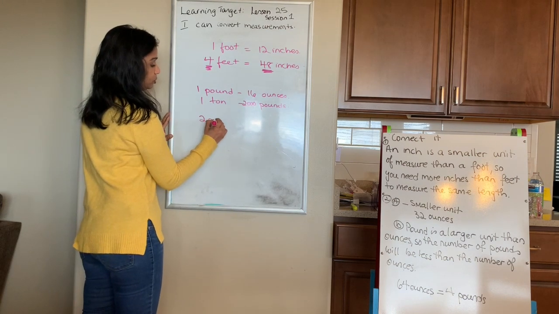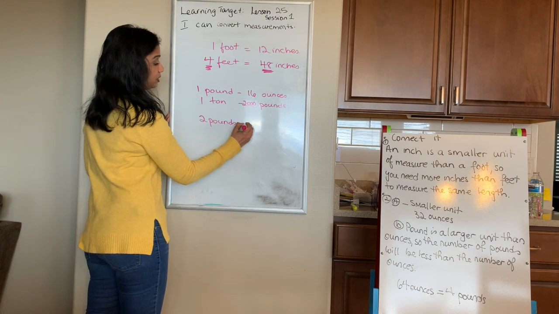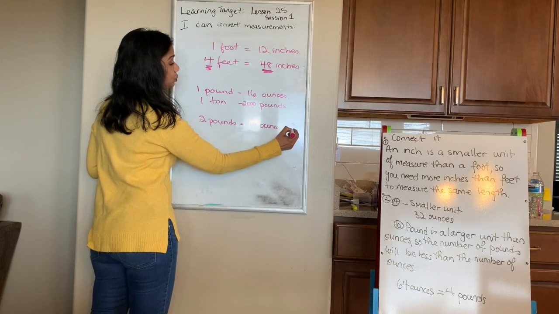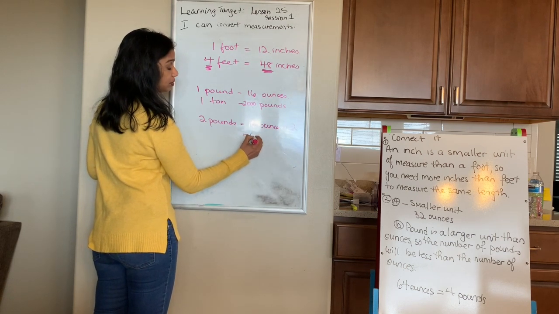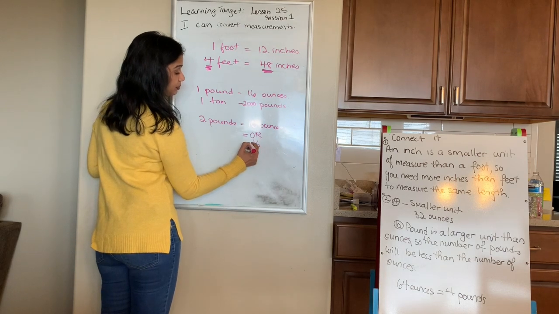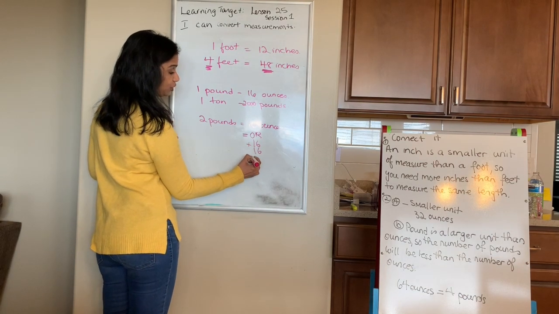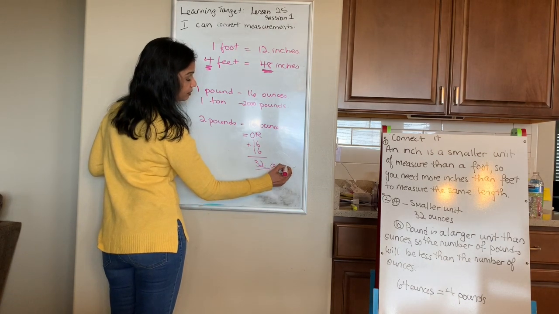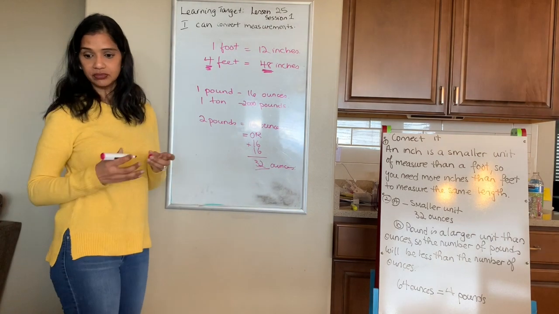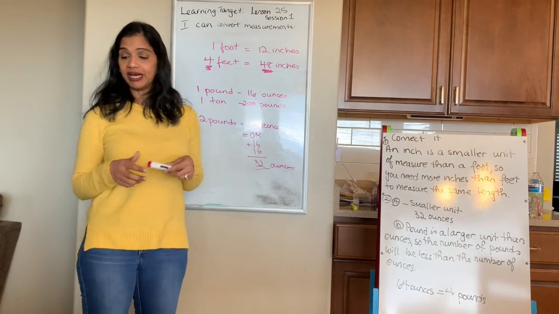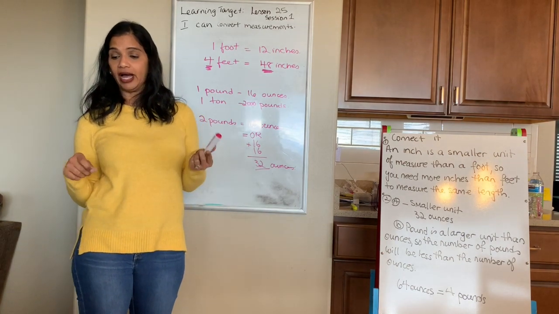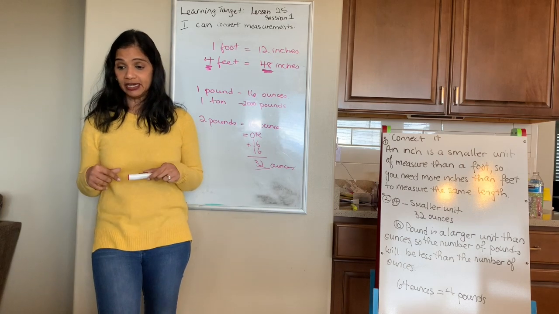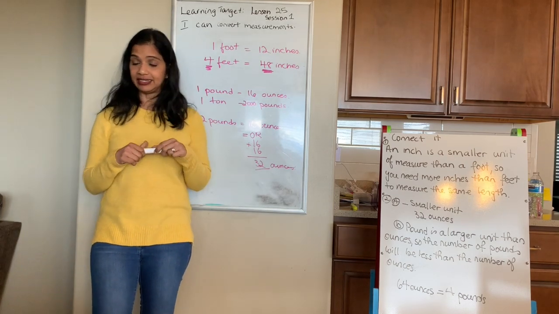2 pounds would be 16 ounces times 2, or 16 plus 16. Remember, multiplication is repeated addition. It's 32 ounces. Got it? B. Suppose a basket of melon weighs 64 ounces. Is the weight in pounds greater than or less than 64 pounds?